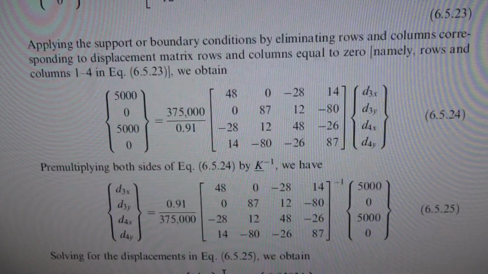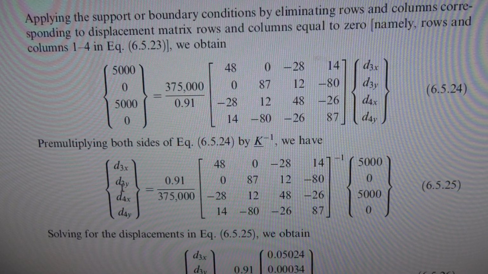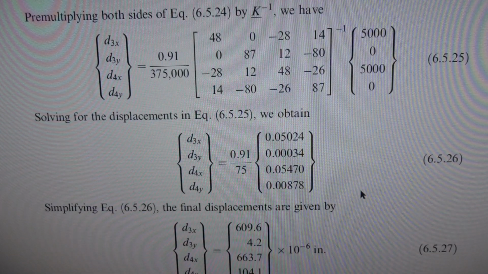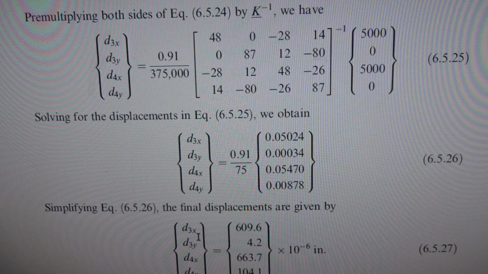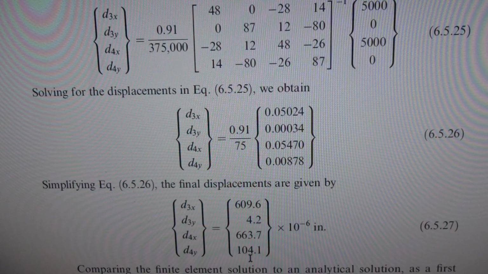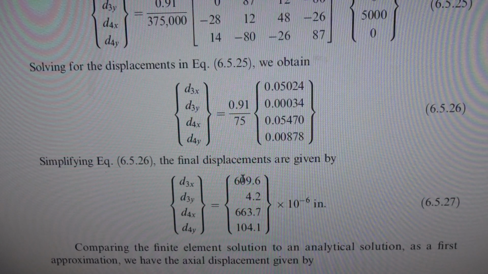So you will get the values of D3x, D3y, D4x and D4y. This is the value of D3. When you solve it, you will get D3x, D3y, D4x and D4y. So the value of D3x is around 610 into 10 power minus 6 inch, and D4 is also around 663.